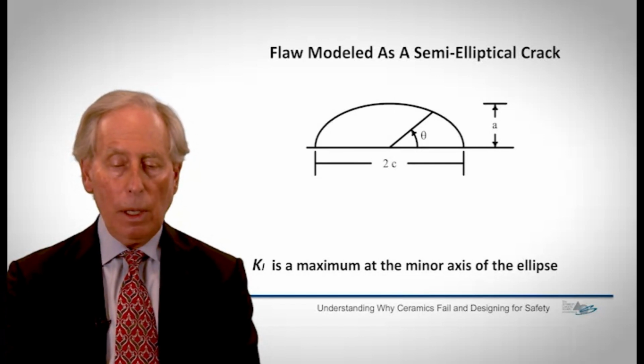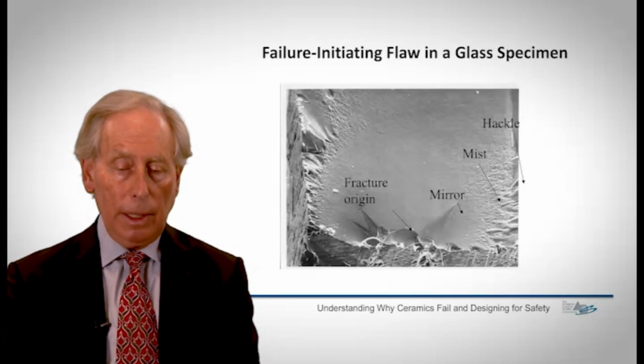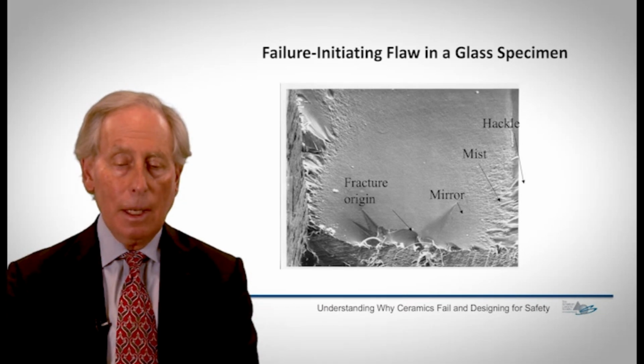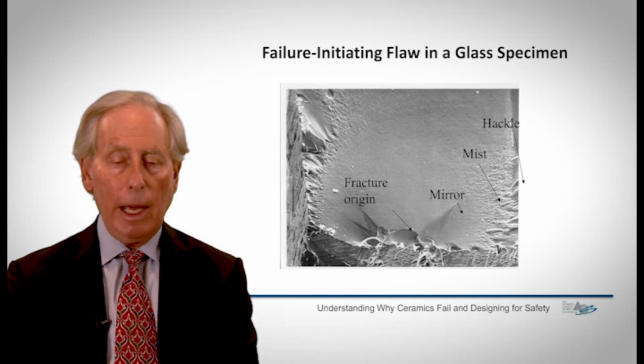And to give you an idea what a real flaw might look like, and we'll show this later in the section on fractography, flaws look exactly like that in many cases. This is a glass flaw, and you can see here the semi-ellipse of the original flaw, and these fracture markings on the surface, which we'll talk about later. I'm going to show you later that there's a great deal of information on the fracture surface about the fracture behavior of the material and the stress at fracture.